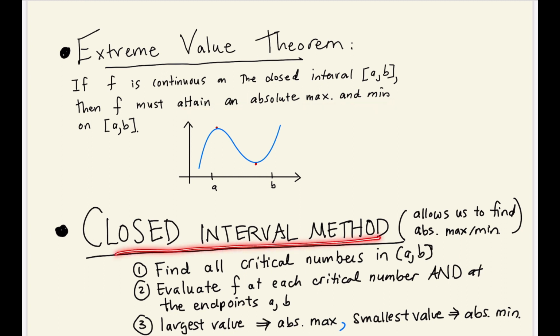So the closed interval method, remember, we find the critical numbers. We already did that in part A. We evaluate the function at each critical number and also at the endpoints. So for us, that would be 1 and 2. The largest value will be the absolute max. The smallest value will be the absolute minimum. So let's go back and do that.